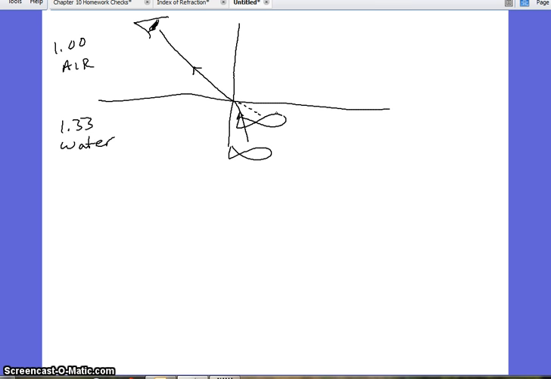And so we try and aim at a certain spot, but the fish is always lower than where we aim. That's because the light is bending.